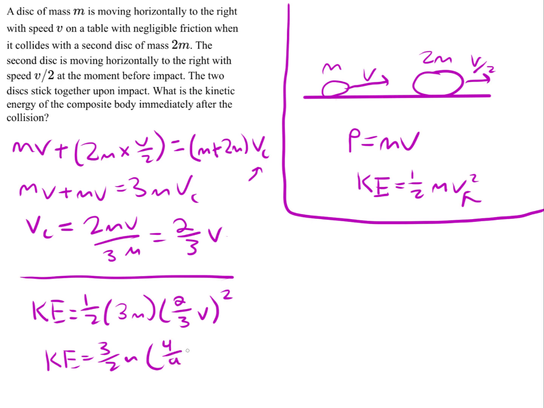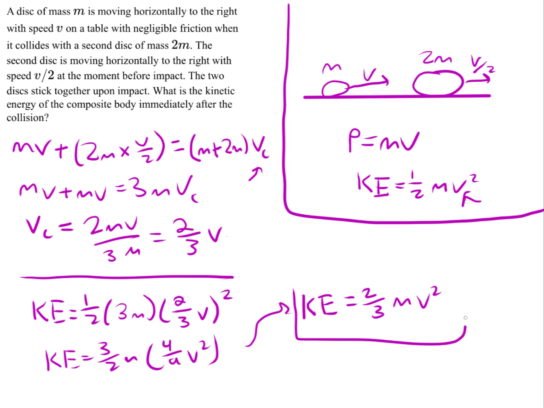Now you can simplify this: the kinetic energy is equal to 3 over 2 m times 4 over 9 v squared. So this gives you a final kinetic energy of 2/3 mv squared, in terms of the variables of the first disk. And that is how you solve this problem.